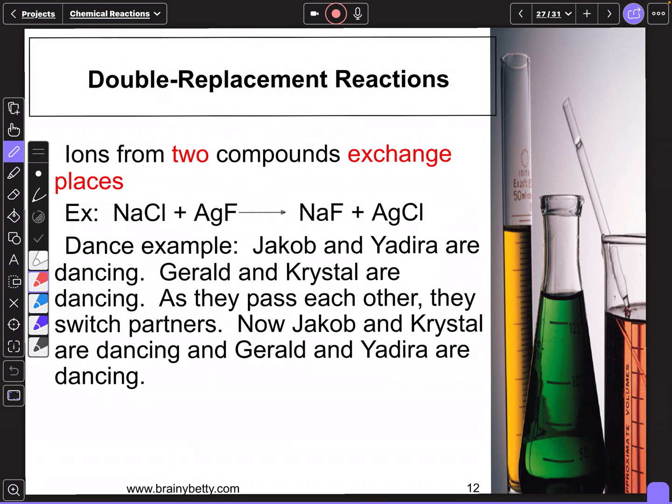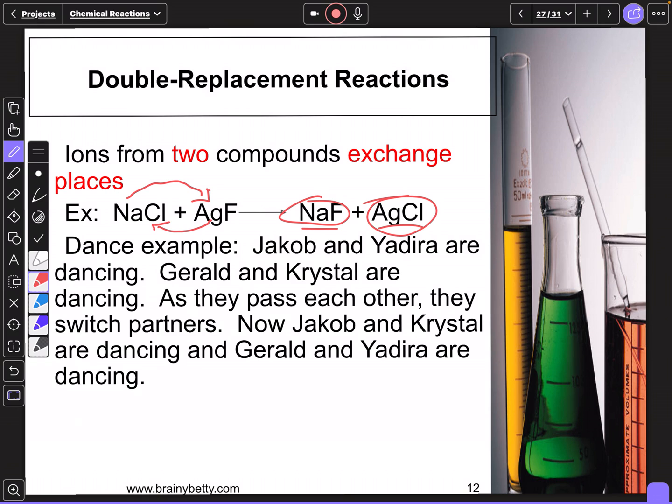So double replacement reactions is where ions from two compounds exchange places. So it's kind of a double replacement here. If you notice, sodium chloride reacts with silver fluoride to produce sodium fluoride and silver chloride. So the silver is going over here and reacting with fluorine and forms AgF, and then the sodium reacts with chlorine, and silver reacts with chlorine to form silver chloride. It's a double replacement there.